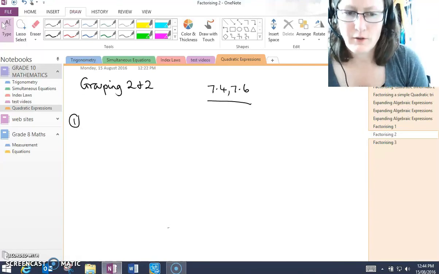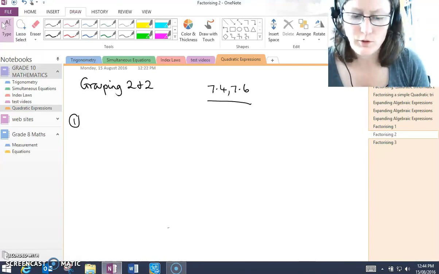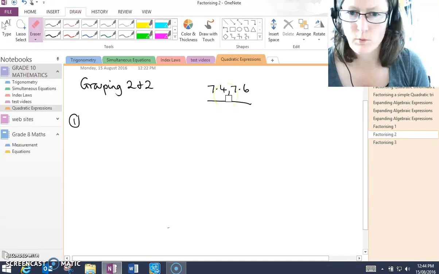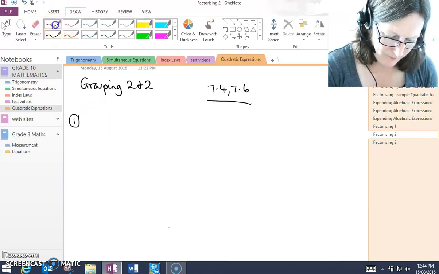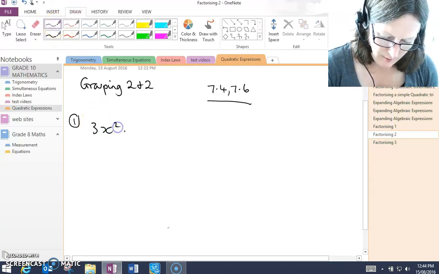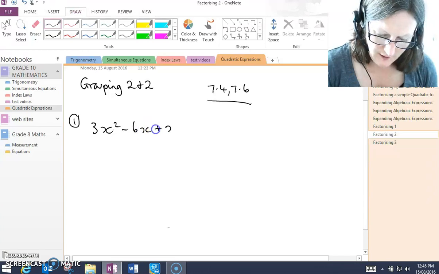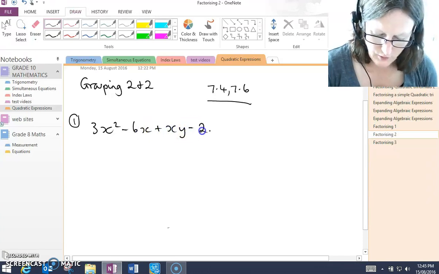Guys, the next type of factorising we're going to look at is grouping 2 and 2, and in your textbook this is exercise 7.4 and there are questions at 7.6 also. So the first example we're going to do is 3x squared minus 6x plus xy minus 2y.